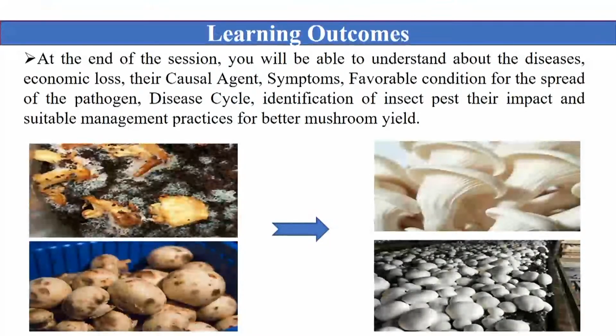The learning outcome for today's session is that at the end of the session you will be able to understand the diseases, their economic loss, the causal agent, as well as the identification of the insect pest, the symptoms of the disease, the favorable conditions for development of the disease, and how the pathogen can spread, the cycle of the disease as well as the insect pest in detail, how to identify the insect and the impact of the insect pest on mushroom cultivation for better yield.